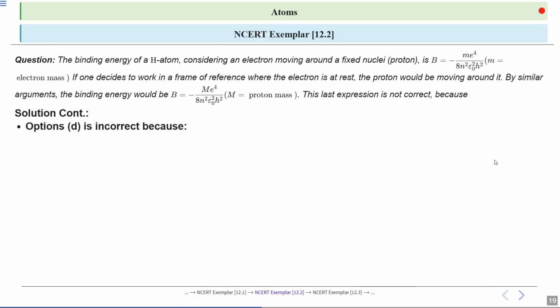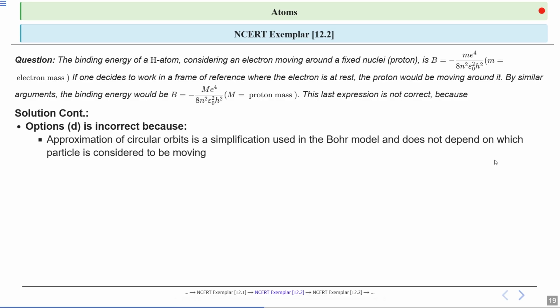Now let's focus on option D and why it's incorrect. The Bohr model uses the idea of circular orbits to simplify the motion of the electron around the nucleus. Notice here that the motion of the proton can also be considered approximately circular, just like the electron. The key point is that the physics of the orbit doesn't change just because we switch our frame of reference. The approximation is about the path, not about which particle is moving.